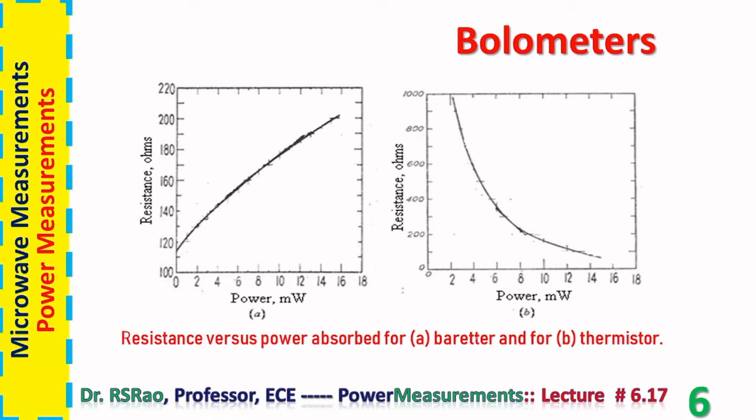Here are shown two graphs. One graph pertaining to barometers, another graph pertaining to thermistors. A pertains to barometers, B pertains to thermistors. In barometers, resistance is rising with the rise in the incident power. In thermistors, resistance is falling with the rise in power.